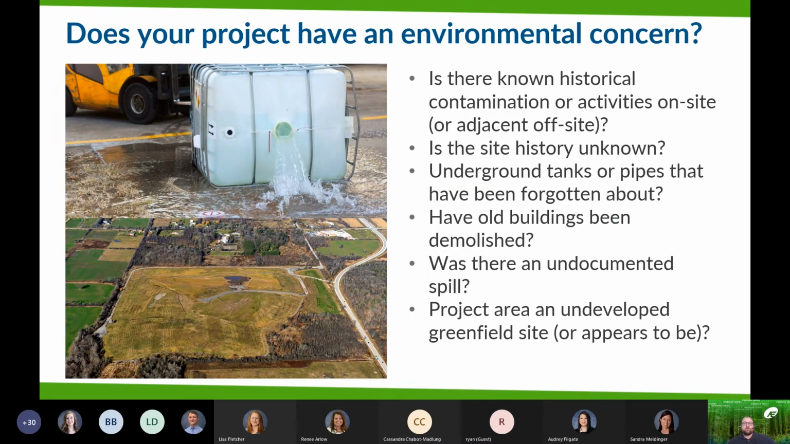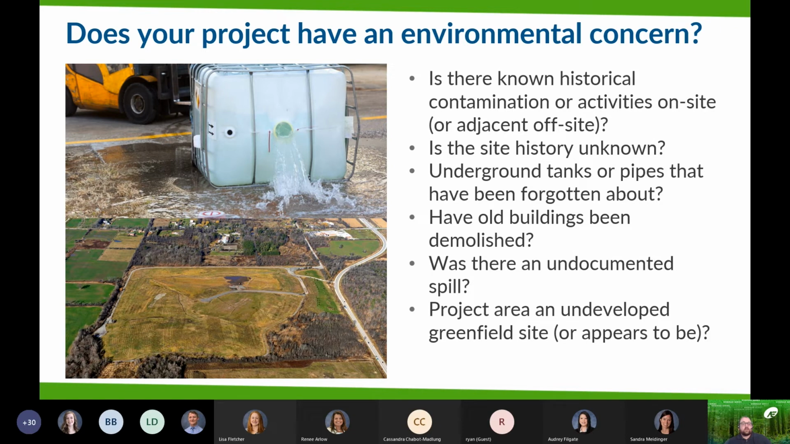So how do you know if your property or project area has an environmental concern or potential impacts? Here's a list of questions that you might want to ask yourself when starting a project or when you have a site. Is there known historical contamination activity on or adjacent offsite? Do you know the history of your project area or of your property? Have there been underground tanks or pipes that have been forgotten about? This is more common than you think, of people not knowing about the history of a site. Have old buildings been demolished?